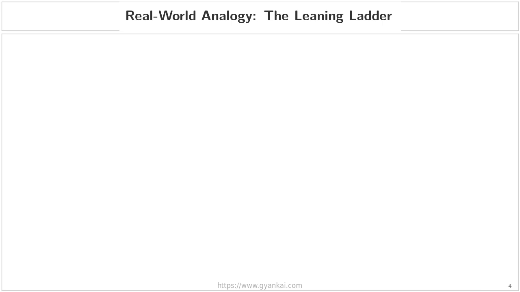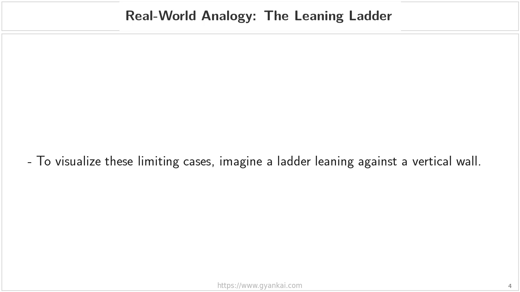Real-world analogy, the leaning ladder. Now, I know that thinking about triangles with 0 or 90-degree angles can feel a bit abstract, as we discussed in the previous slides. To help you visualize these limiting cases more concretely, let's step away from the geometry textbook for a moment and use a real-world analogy.